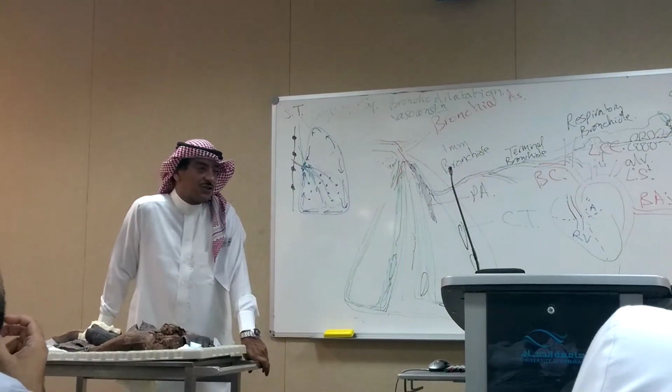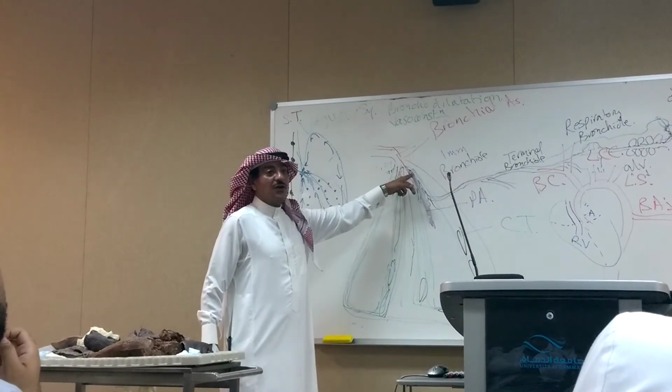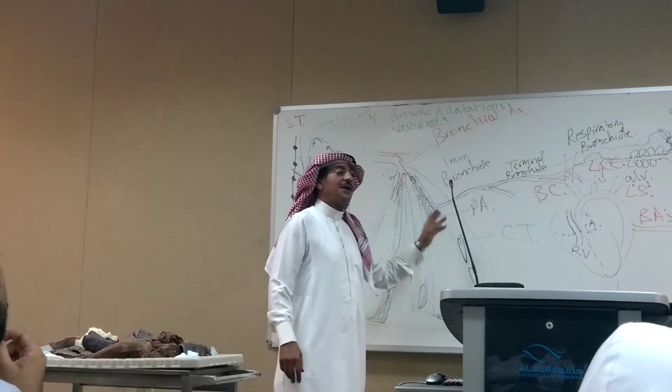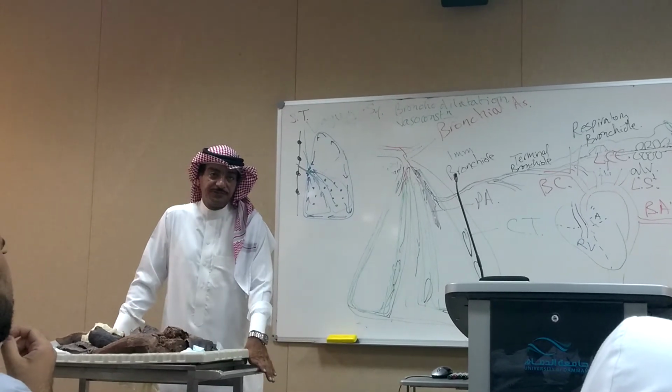That's the systemic circulation. Pulmonary circulation comes from the pulmonary artery, which is located within the bronchopulmonary segment and drained by 2 pulmonary veins from each lung, draining into the left atrium.